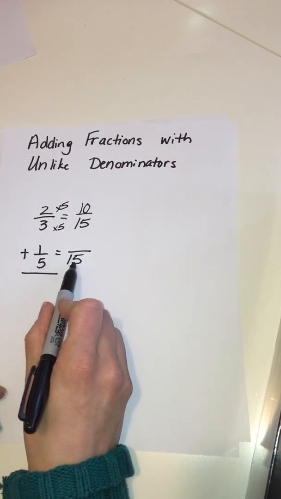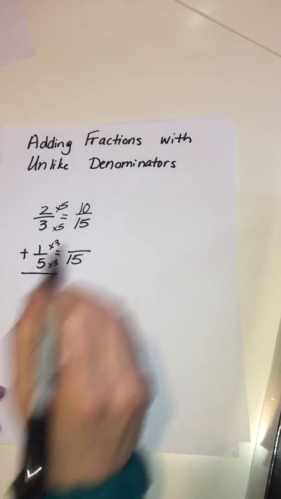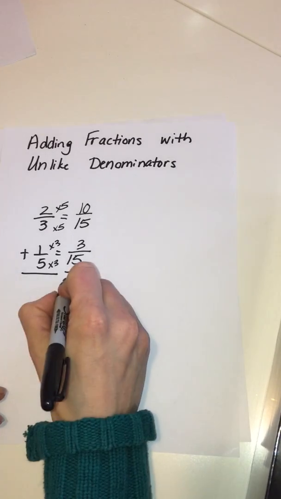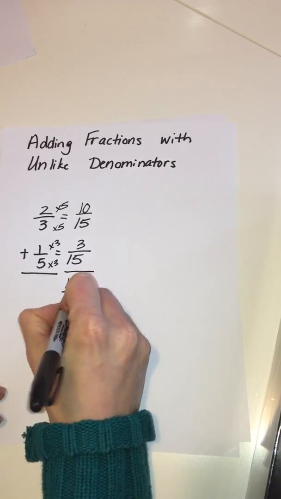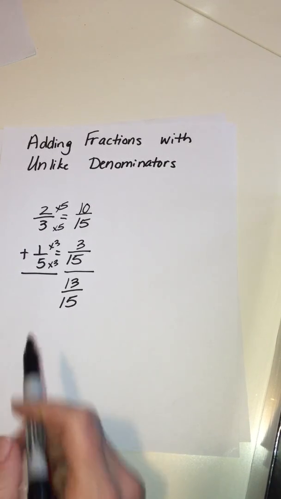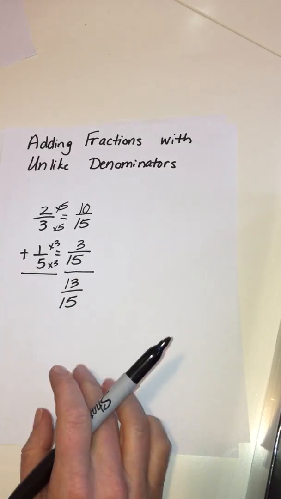Here I have 5 times 1 equals 15, 5 times 3. So I do the same thing to the top, and I get 3. And now when I add, I get 13/15. I just added the 10 and the 3, and I got 13 for my numerator, and 15 just stays the same. Okay, so that's one way you can do it. You just multiply the two denominators, you get a new denominator, it's pretty easy.